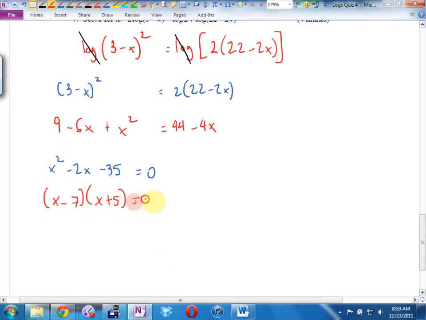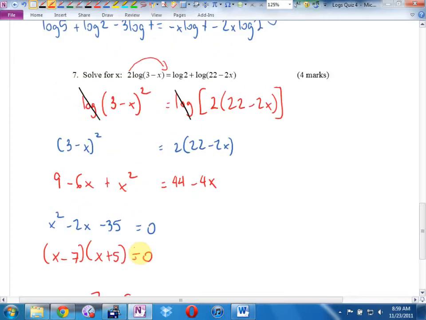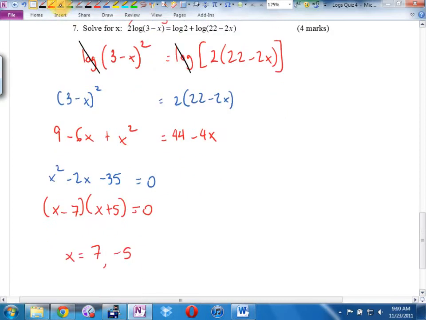Oh, no, we've got to see if Ryan gets a date after all. Go back to the original question. If I put a 7 right there, what's 3 take away 7? Negative 4. Oh, no, Ryan. I'm so sorry. Let's try the negative 5. 3 minus minus 5. I'm good with that.